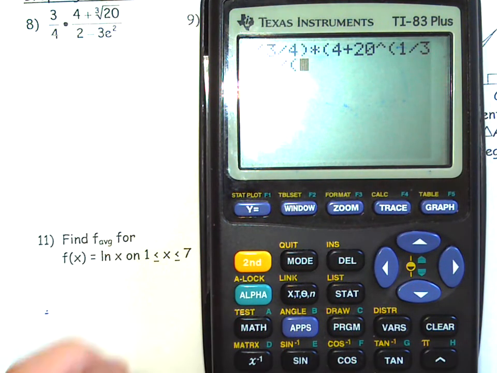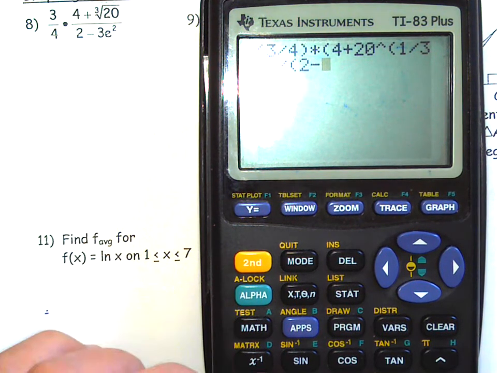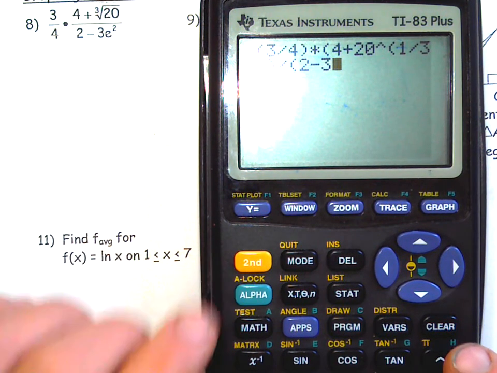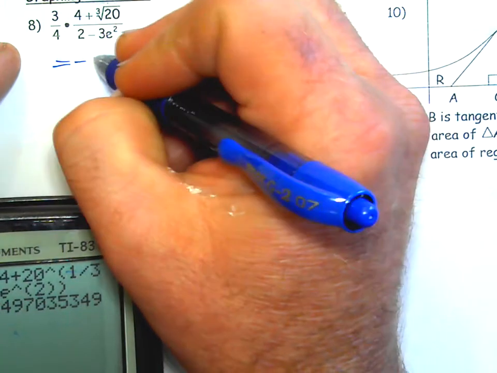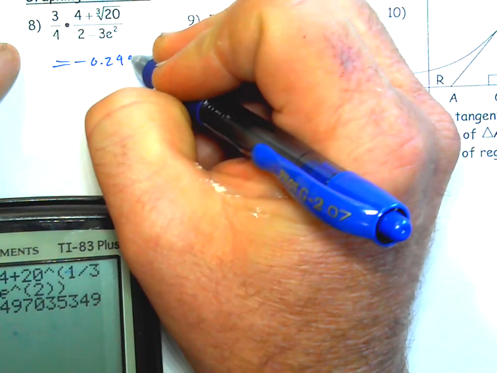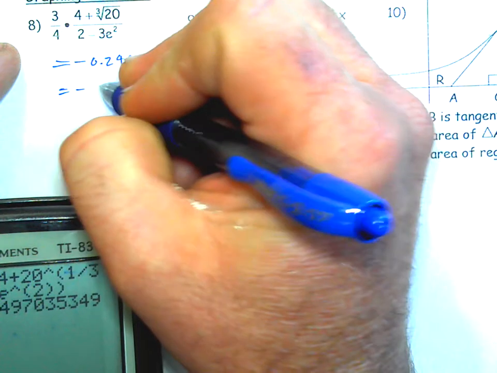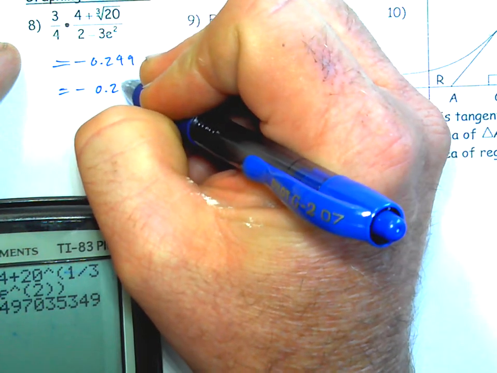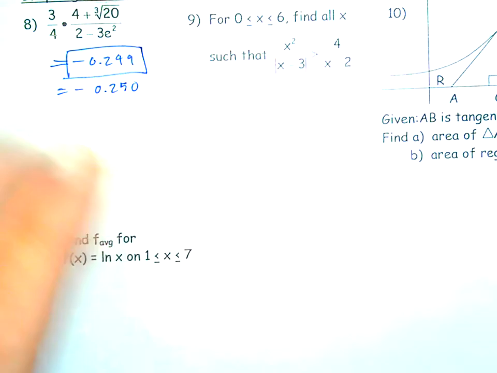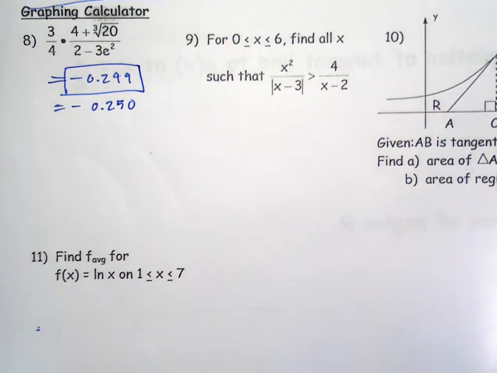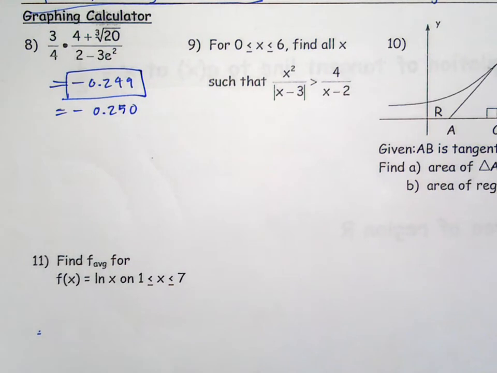Divide by parentheses. 2 minus 3 e squared. Close that. That's your answer. Negative 0.249, rounded or truncated. 2.50. Now, I like truncating. It's hard to screw it up. Rounding, you can mess up because you got to do it right or you got to do it wrong. Truncating, you just chop it off.